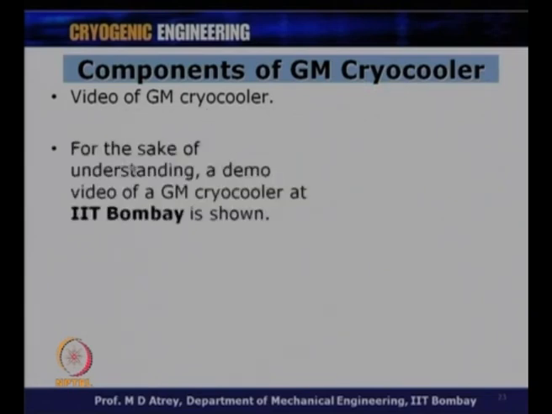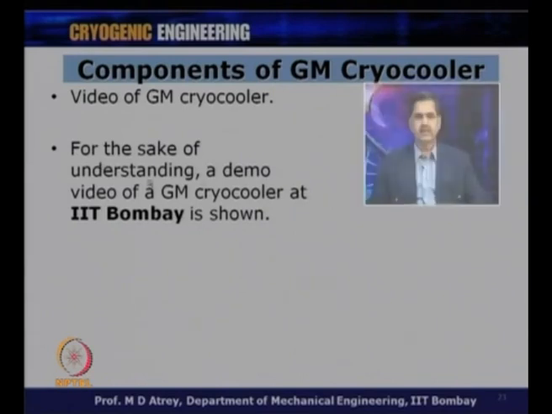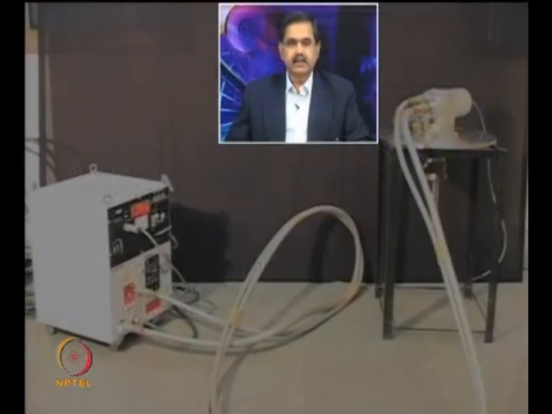So, just now we saw this machine. For the sake of understanding, a demo video of the GM cooler at IIT Bombay was shown. You just saw what the compressor looks like, what the flex lines are, what the cold head is, how they are placed, how they look, and how the sizing is. So, let us have a look at a GM cryocooler, a Gifford McMahon cryocooler. What you are seeing right now is a Gifford McMahon cryocooler with a compressor at this place and the cold head or expander head at this end.